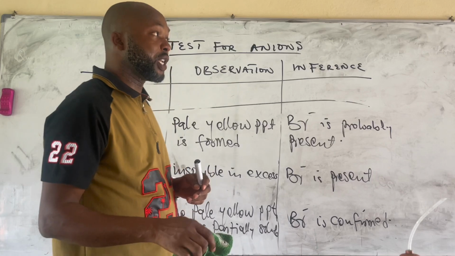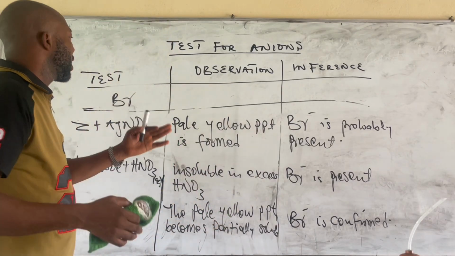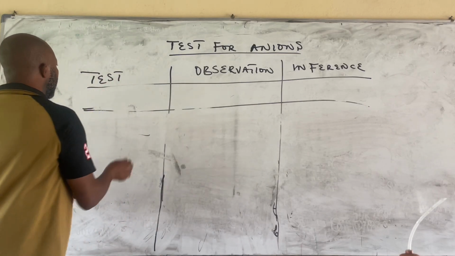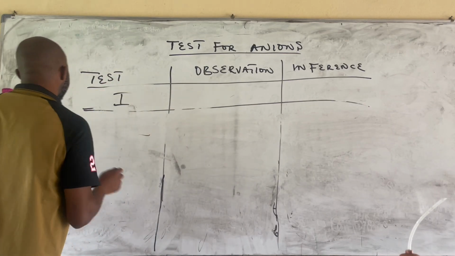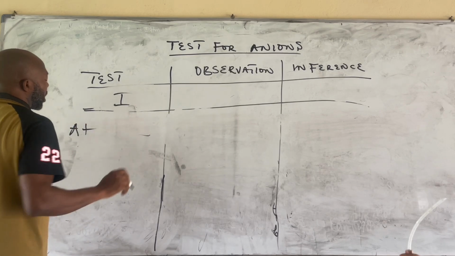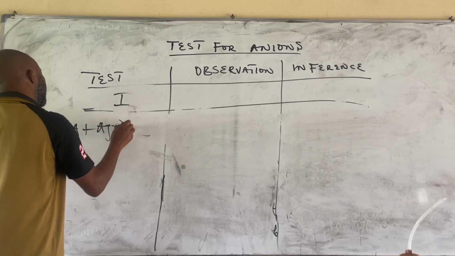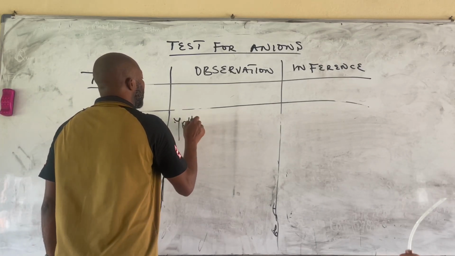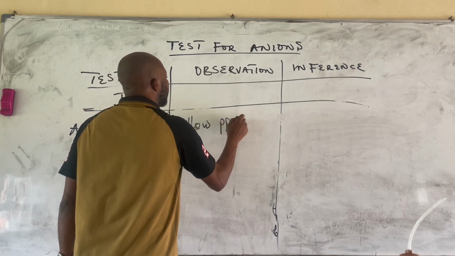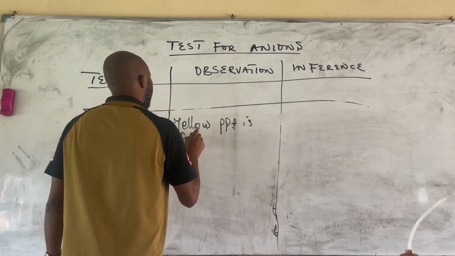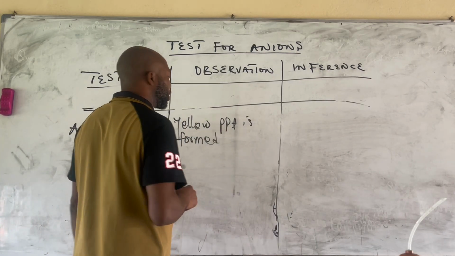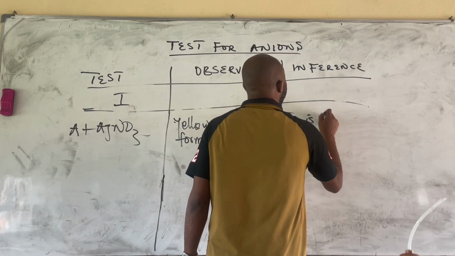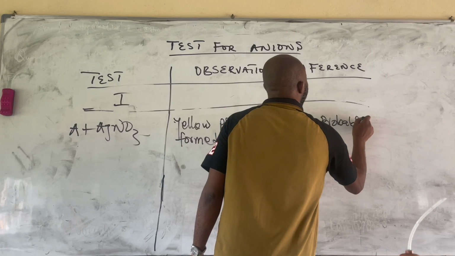So let us look at iodine quickly to complete the halogens. For iodine, we say sample A plus silver nitrate solution. A yellow precipitate is formed. That of bromine was pale yellow; iodine is just a yellow precipitate. And we say iodine is probably present.